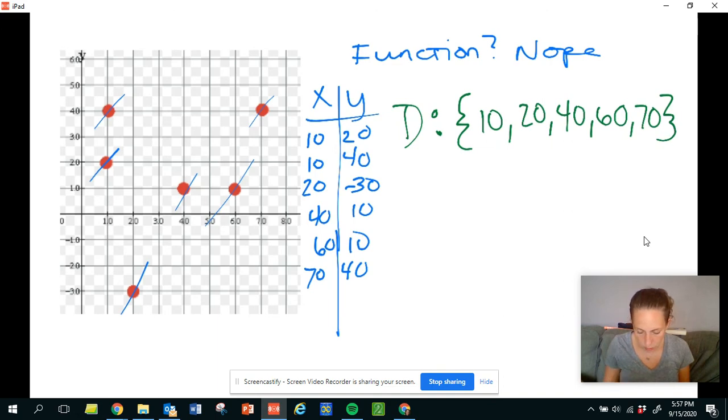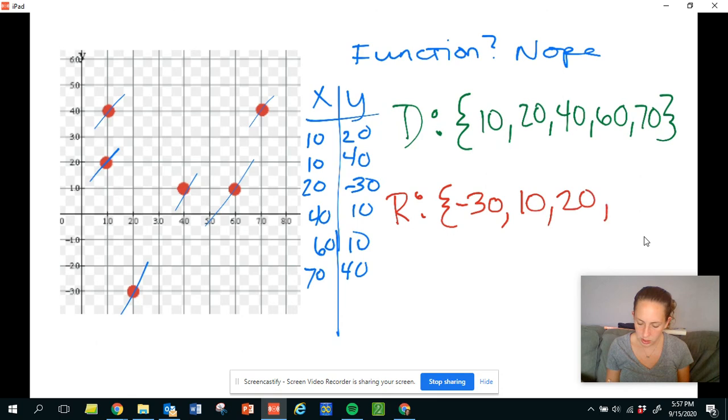For range, I'm going to list my y's from least to greatest, and I have a couple things in there twice so I don't have to repeat them. The smallest number I have is negative 30. The next smallest would be 10. And the next smallest would be 20, and then 40. And if you notice, I have a different amount of numbers in my domain and range, and that's okay because some of them are repeated. So just be careful with dots.